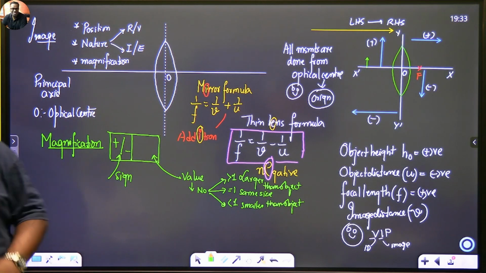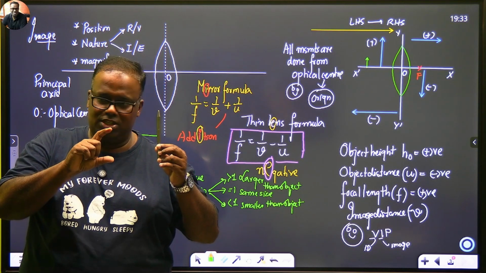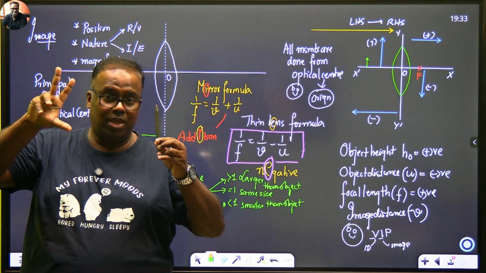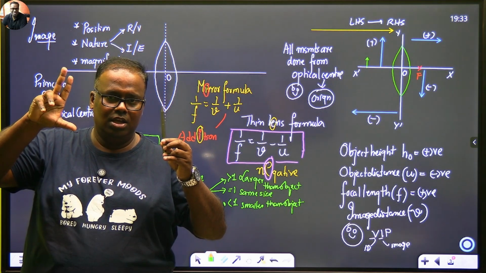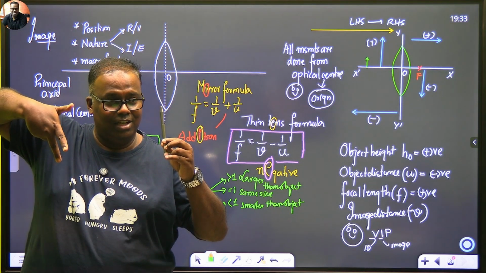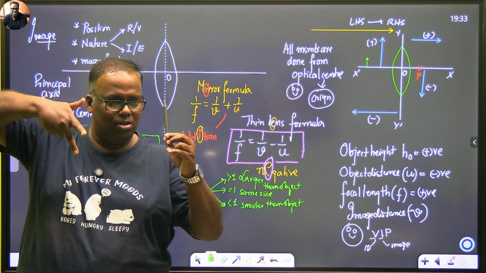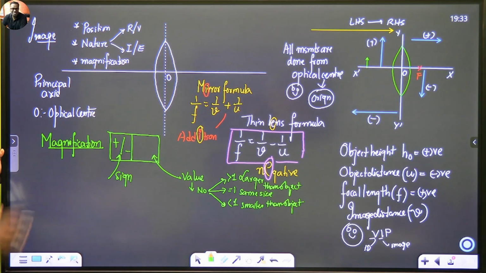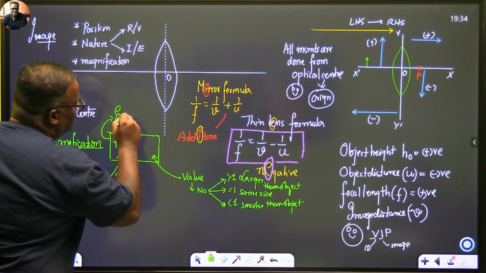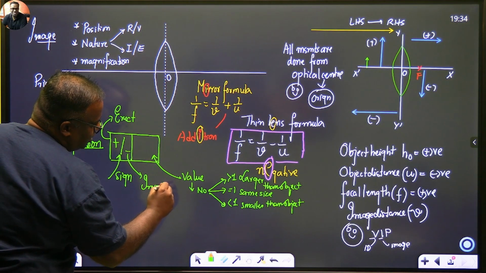So understand again, this is a pen. You can have an image which is smaller than the pen, magnification less than 1; same as the pen, magnification equal to 1; bigger than the pen. Now the image that is formed, look at my hand, the image can also be inverted. Why do you think it will always be straight? It can be upside down also. So that will be addressed by this plus and minus. If you are getting a plus value, it means you are getting an erect image. If you're getting a negative value, it means you're getting an inverted image.